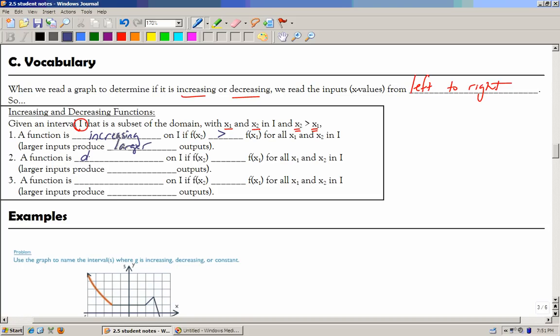The function is decreasing if the value of the function at x sub 2 is less than the value of the function at x sub 1. So the larger inputs produce smaller outputs.